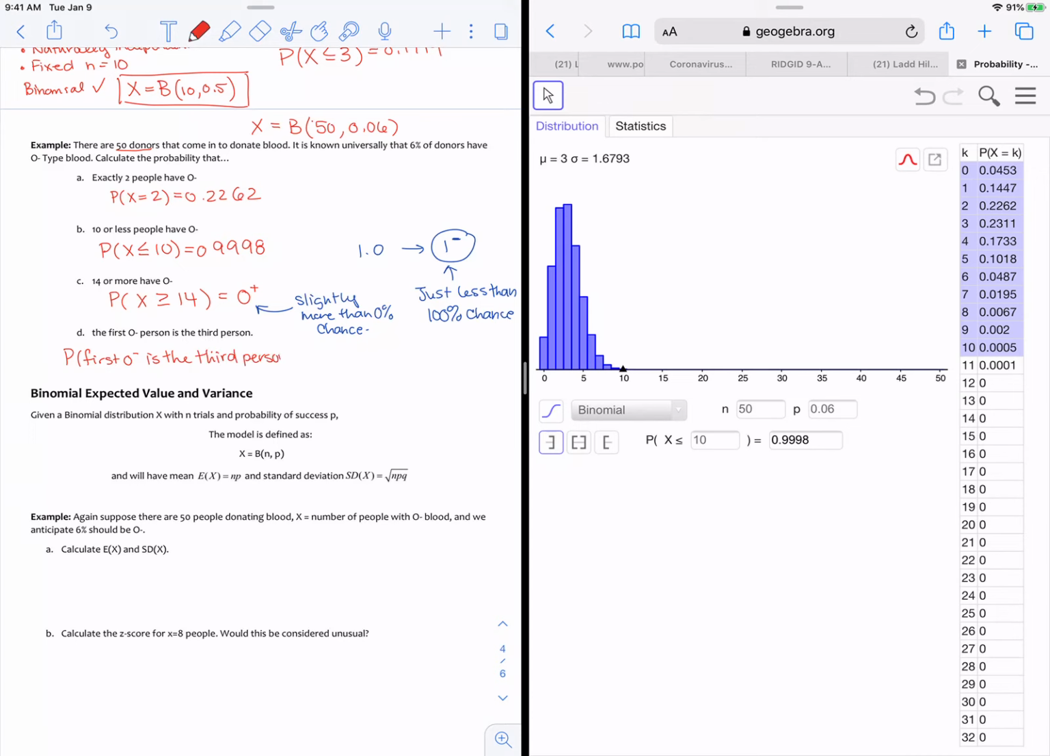It's the third person. And that means that the first person who came in was not O negative. If we know that there is a 6% chance of being O negative, what is the probability of being not O negative? Well, that's going to be 94% chance, right? So 0.94 for the first person. And then the next person has to also not be O negative, so another 0.94. And then the third person must be O negative, so that's 0.06 afterwards. And so we take the product of all of those. It's going to be 0.0530.